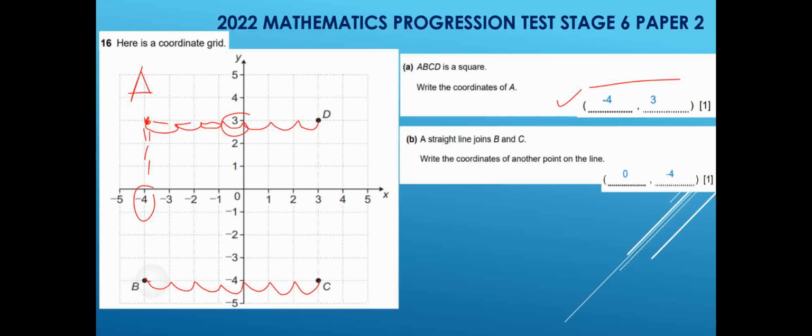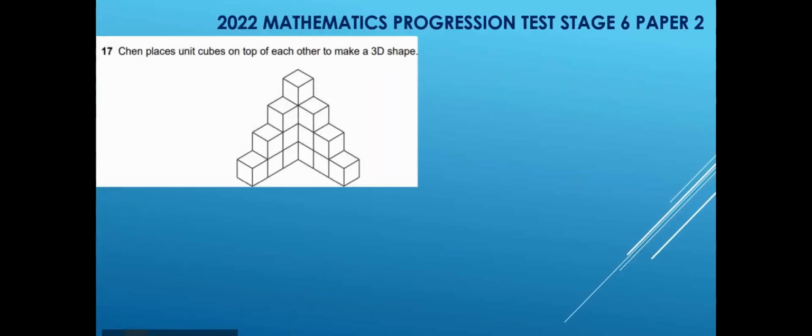So you can take any point along this line. You will make the line here. We take this point. You can also take this point. 1, 4, 2, 4, -1, -4, -2, -4, and so on. Let's move on. Question 17.